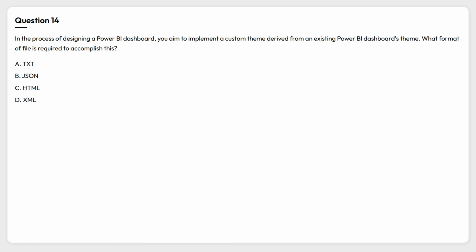Option A, TXT. Option B, JSON. Option C, HTML. Option D, XML. Correct answer is option B, JSON.